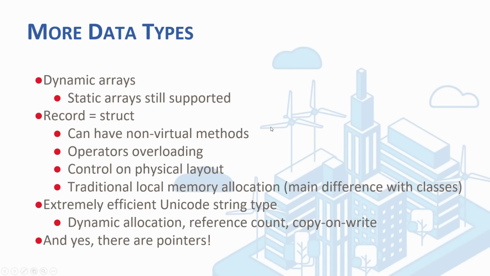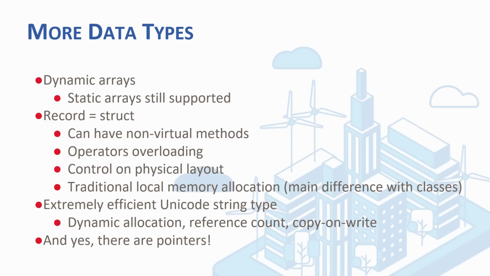More data types. Dynamic arrays are a cornerstone, although traditional static arrays are still supported today. Records, equivalent to structures, have a lot of extended features. They can have methods, but only non-virtual methods. They support operator overloading. You have a lot of control over the physical layout, but that's not something I'm going to touch on. And they use a traditional memory allocation system, which is one of the main differences with classes. The other is the ability or not to have inheritance.